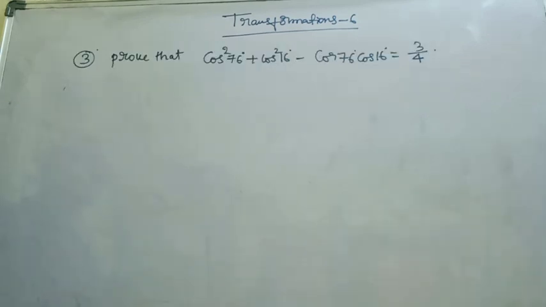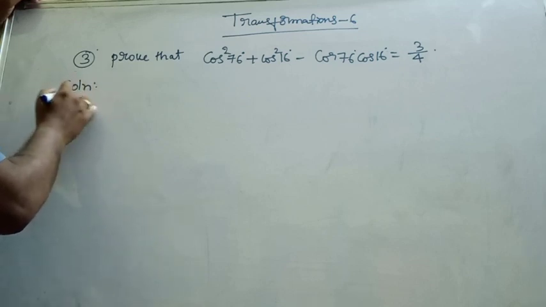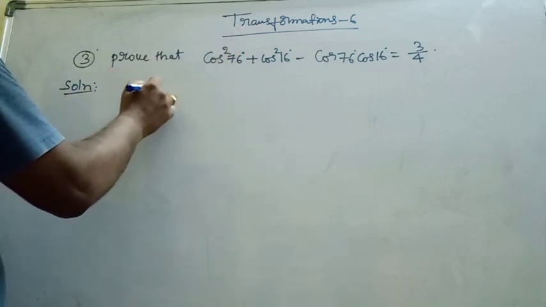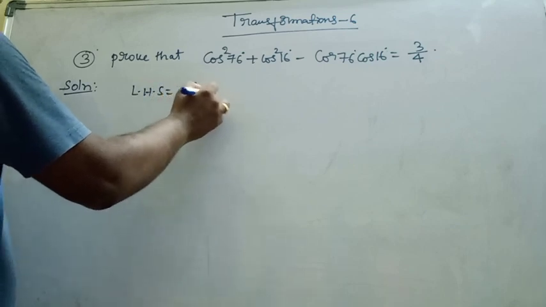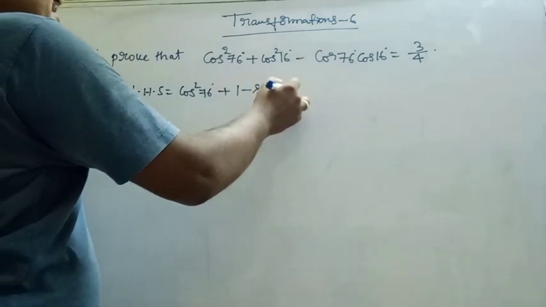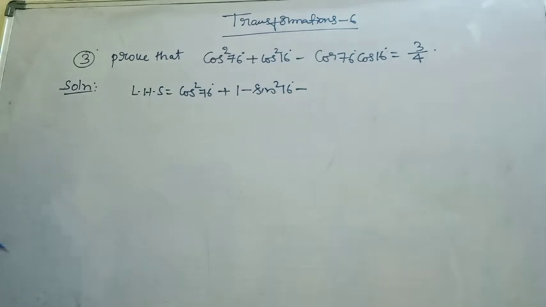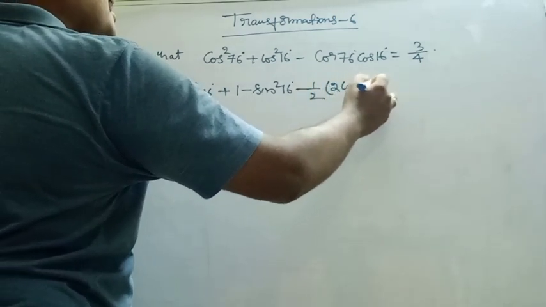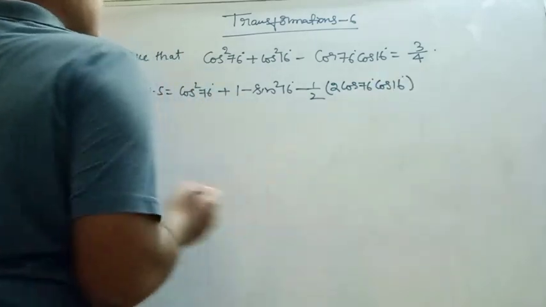Now we have another important problem. Prove that cos square 76 degrees plus cos square 16 minus cos 76 into cos 16 degrees is equal to 3 by 4. How are we going to do this particular problem? We need to prove this. Left hand side is cos square 76 degrees plus cos square 16, that is 1 minus sin square 16 degrees, minus cos 76 into cos 16 degrees. We apply that formula: we multiply and divide by 2, that means 2 cos 76 degrees cos 16 degrees.